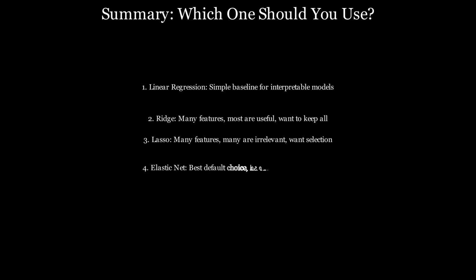And finally, Elastic Net is often the best default choice. It's robust, handles correlated features well, and combines the strengths of both Ridge and Lasso. Remember, always start simple and add complexity only when needed. By understanding and applying these regularization techniques, you can build more powerful and reliable machine learning models.